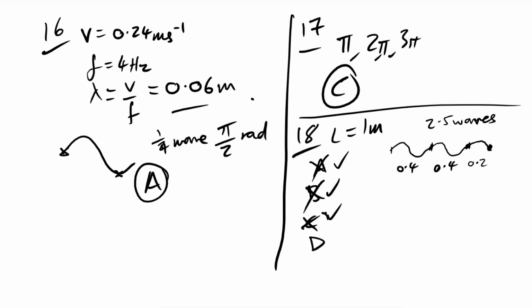Let's just check. There are 5 nodes on the rope for the fifth harmonic. No, that's not true, is it? Because the number of the harmonic tells you how many loops you have, not how many nodes you have. So for the fifth harmonic, we have 1, 2, 3, 4, 5, 6 nodes. So therefore, that's our right answer, because it's wrong.